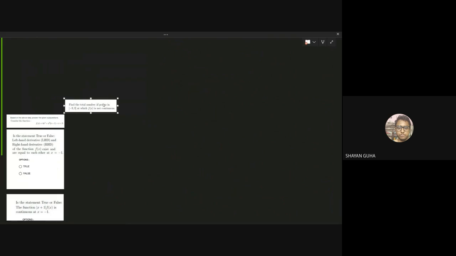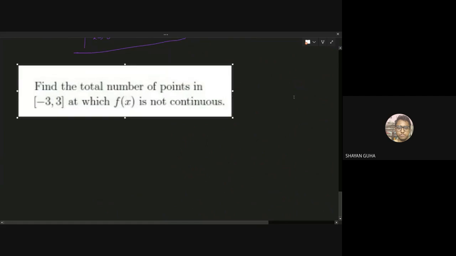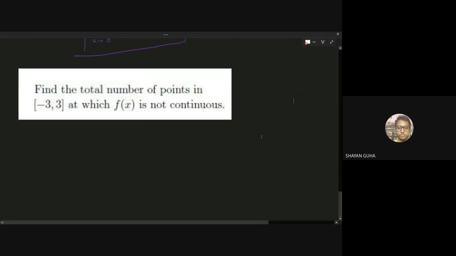Okay, this was the question for which I told so many things. I had to draw the entire figure. So this is the question. Find the total number of points in which this particular function is not continuous. This particular function is not continuous at which points? In this closed interval minus 3 comma 3, the function is discontinuous at which points?